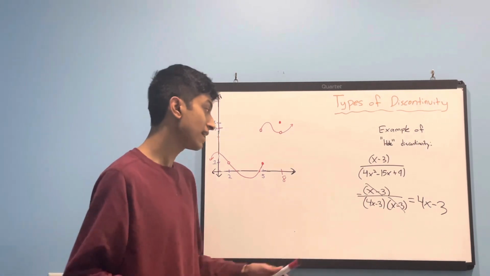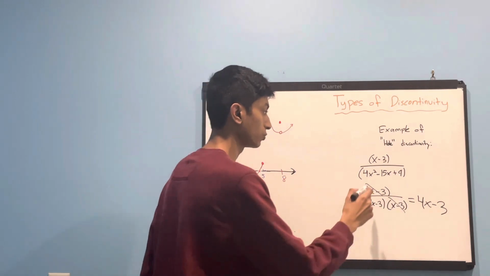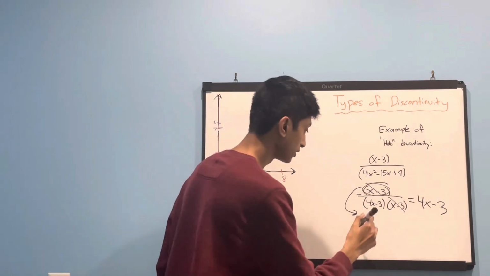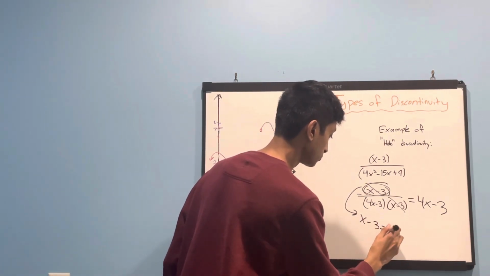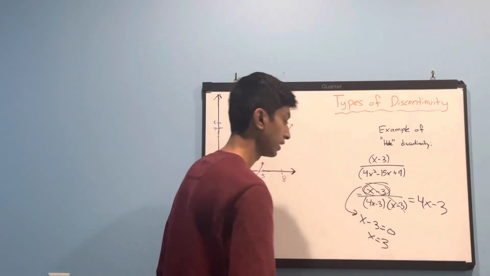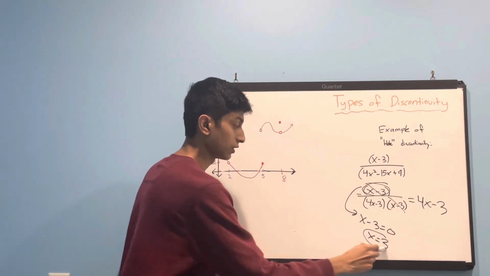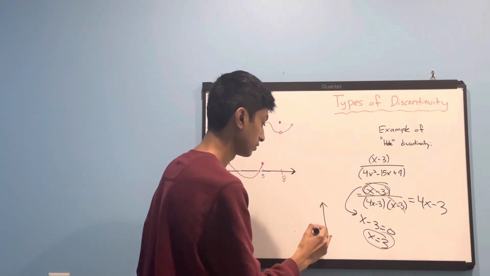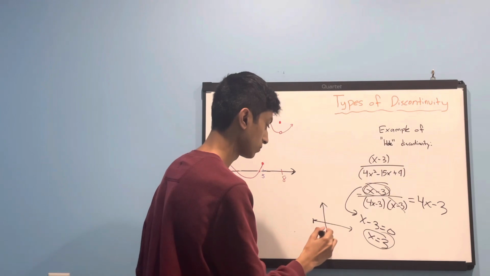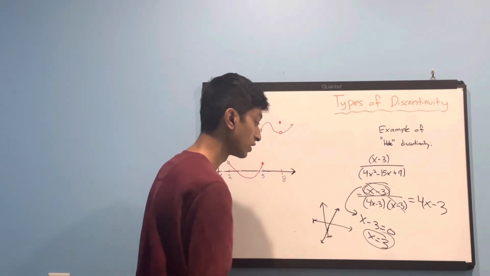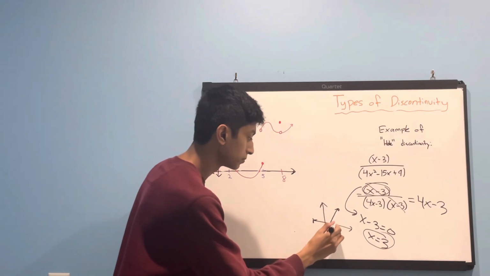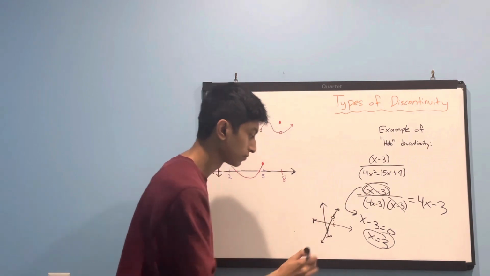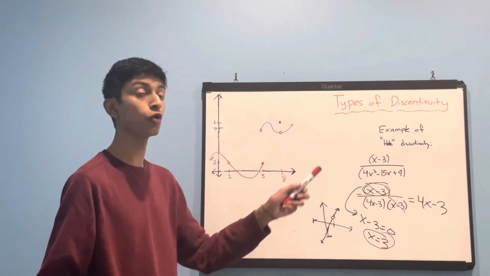Now this is a simple y equals mx plus b type equation that we can easily graph. But at x equals 3, and how do we get that? Well, we can just take the factor that was removed, which is x minus 3 equals 0, and we get x equals 3. And so at x equals 3, there's going to be a hole. So 4x minus 3 is going to look roughly like this. But at x equals 3, we're not going to have a point there. Instead, we're going to have a hole there. And so that's how you're going to get a hole discontinuity.